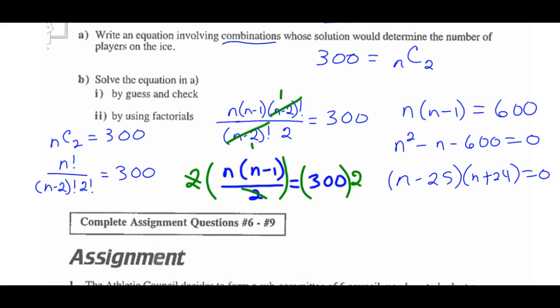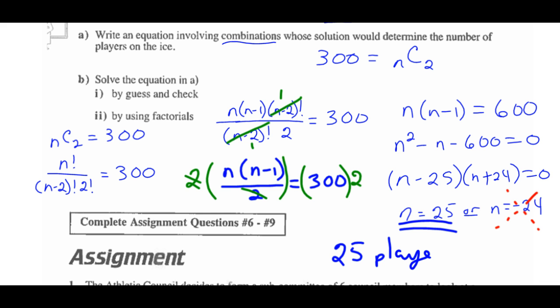Set each factor equal to 0, we get n equals 25, or n equals negative 24. Now this one doesn't make any sense in the context of the problem. We can't have a negative number of people on the ice, so our best answer is 25. So we would say there's 25 players on the ice. Now you could have got that by guessing and checking as well, but there's the combination method using your formula.